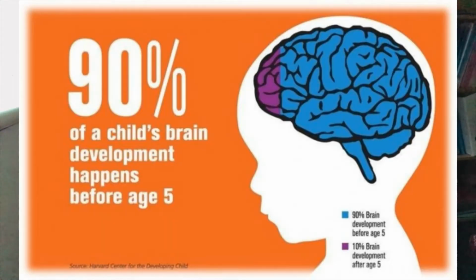But actually, research has found that the first 5 years, so from 0 to 5, is a really crucial period of brain development. That's because over 90% of a child's brain develops in these first 5 years. So with this in mind, we should really focus most of our attention and efforts on these first 5 years, so that it sets the foundations for positive future development.